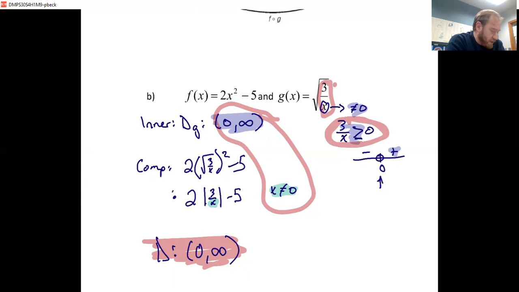Then when I do my composition, plug in the square root, and just to be a little bit more specific, the square root squared ends up being the absolute value. That's really your mathematical definition of absolute value. So the domain of that is everything but 0. And so the intersection of everything but 0 and all the values greater than 0 is just all the values greater than 0.